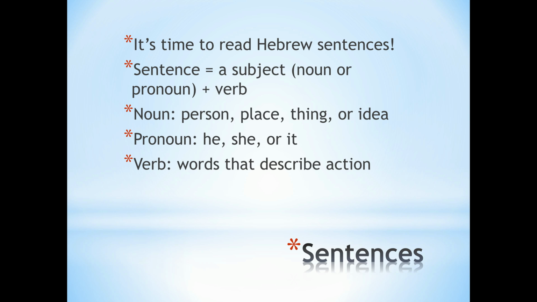Now in Hebrew, the basic elements of a sentence are you need to have a subject, either a noun or a pronoun, and then a verb. The subject is basically the actor associated with the verbal action, and the verb, of course, being the word that describes the action being taken. And so the noun can be a person, place, thing, idea even, or a pronoun. That is he, she, or it. So it can be any one of these things, and then the verb is the verb that describes the action. So these are just the basic elements of most Hebrew sentences.